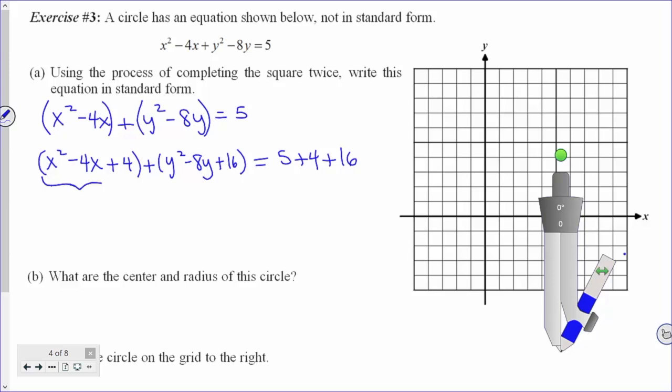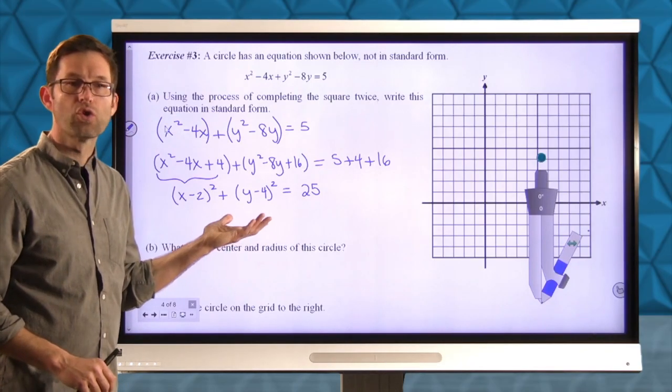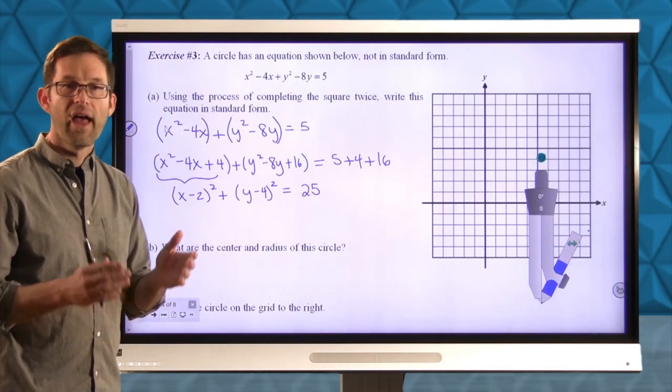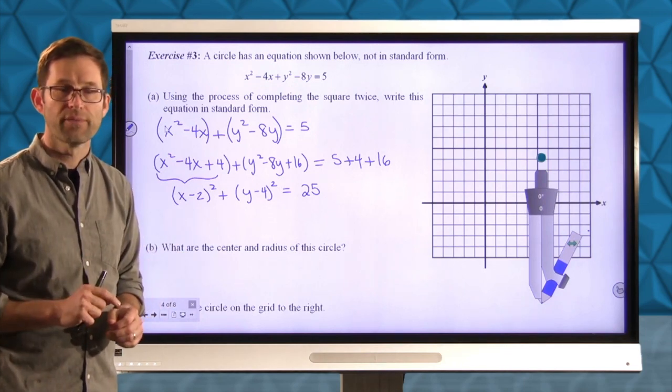This particular one is x minus 2 squared, and this particular one is y minus 4 squared. And of course, over here, 5 plus 4 plus 16 gives me 25. And now we've got the equation written in standard form. x minus 2 squared plus y minus 4 squared equals 25.